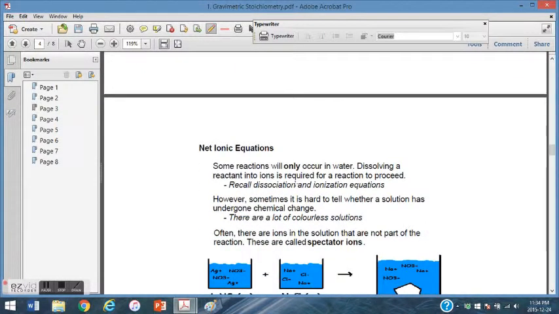Now, background here. Some reactions will only occur in water. Okay? Sometimes dissolving a reactant into its ion is required for a reaction to proceed.